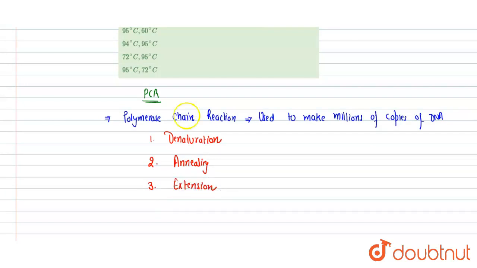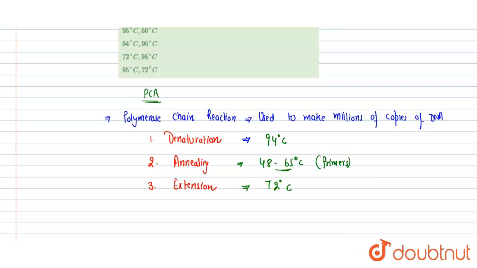And this is denaturation. It occurs at the temperature 94 degrees centigrade. Annealing occurs at around 48 to 65. It depends upon the primers used, on the annealing temperature of the primer. And extension occurs at 72 degrees centigrade.